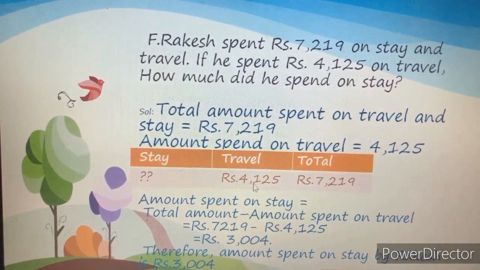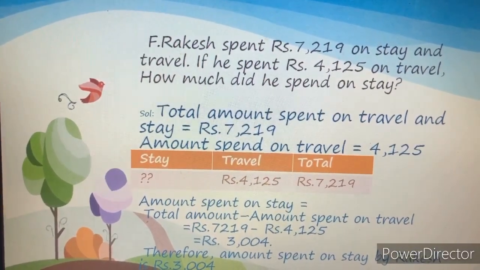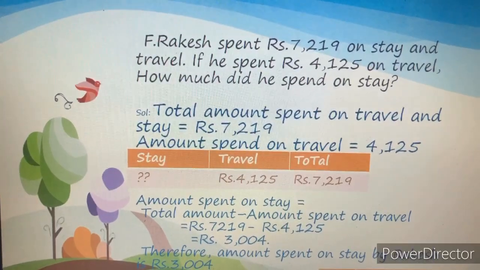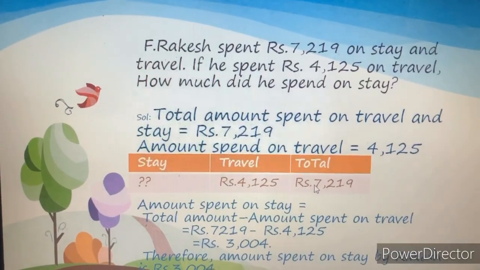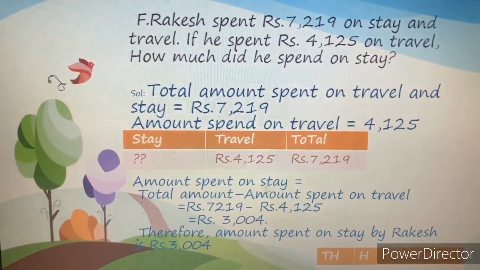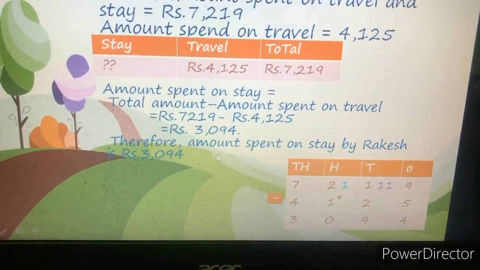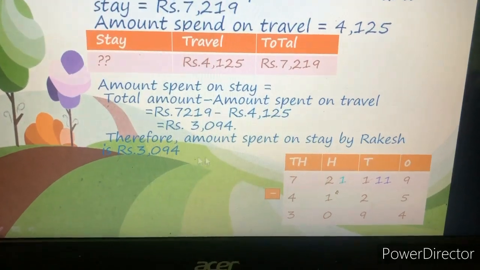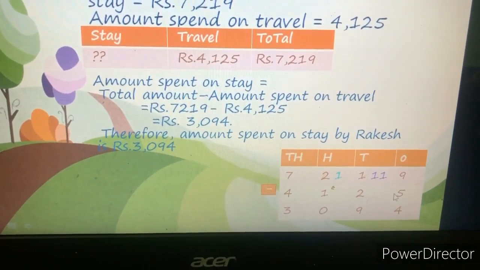Okay. So travel is 4,125 and total money is how much? 7,219. Okay. So what do we need to do? Again we need to do subtraction. So what is the answer you will get, children? You will get the answer as 3,094. So here you can see, children, how did I do the subtraction sum?